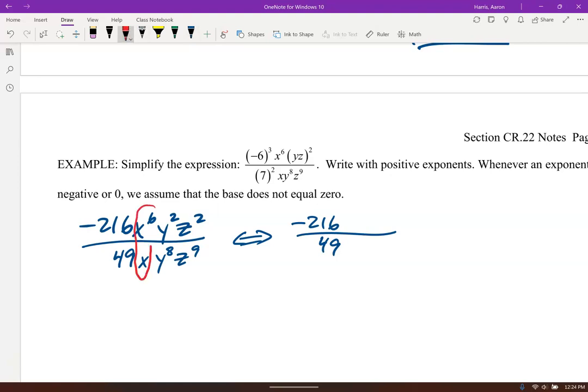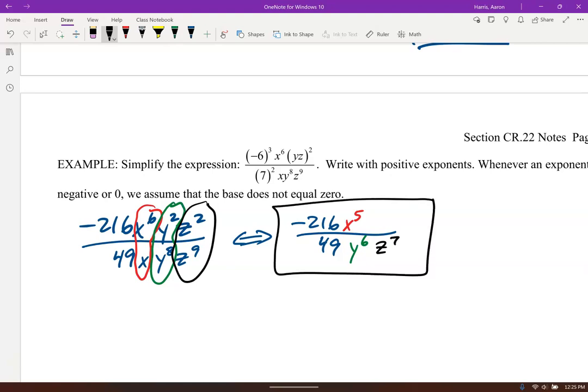X to the 6, I have 6 x's on the top, 1 on the bottom. I'm left with 5 on the top. Let's go to the y's. I have 2 on the top. I have 8 y's on the bottom. I'm left with 6 on the bottom. Y to the 2 minus 8, y to the negative 6, so it's on the bottom there. And then finally, z squared over z to the 9th, I'm left with 7 z's on the bottom.